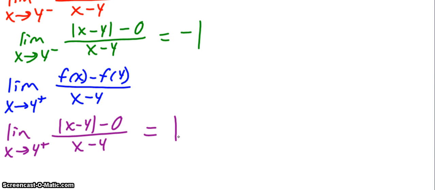Now, I also know that because, again, what does this represent? It represents the slope of the tangent line. What is the slope of the absolute value function? It's either 1 or negative 1, depending on which side of the turn you're on.